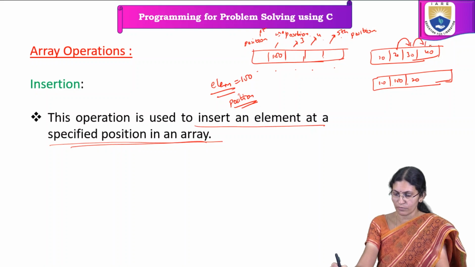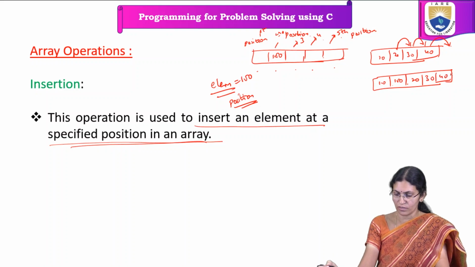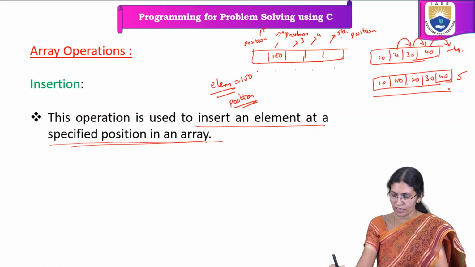So this value will come here and this value will be shifted here. Now the array size has also been incremented. So 20, 30 and 40. Now the size of the array is 5. Previously it was 4. So one more value has been added.